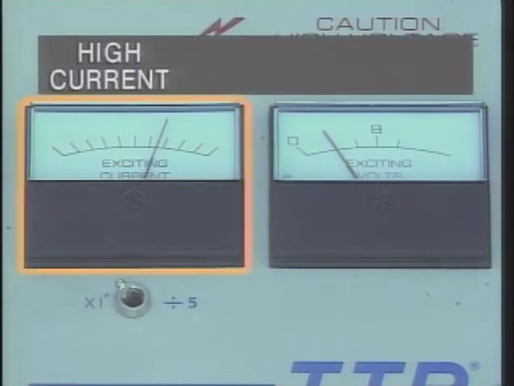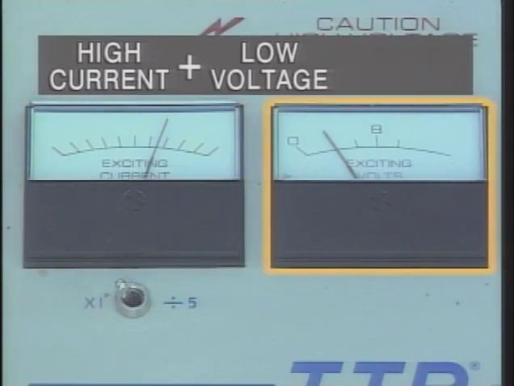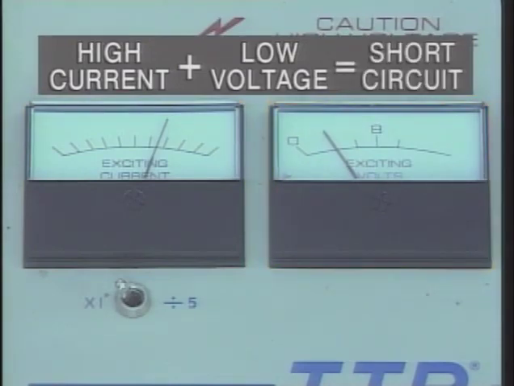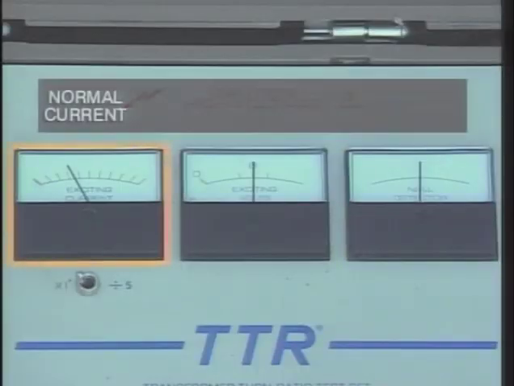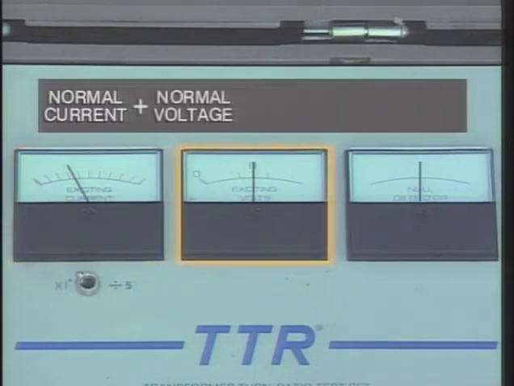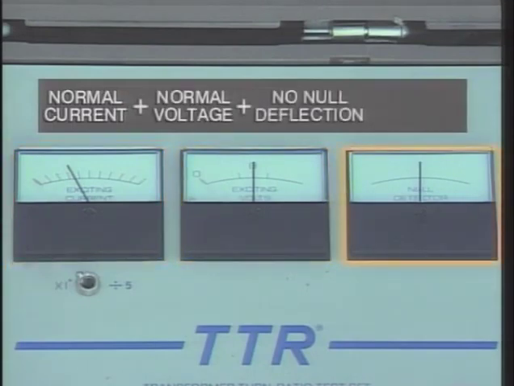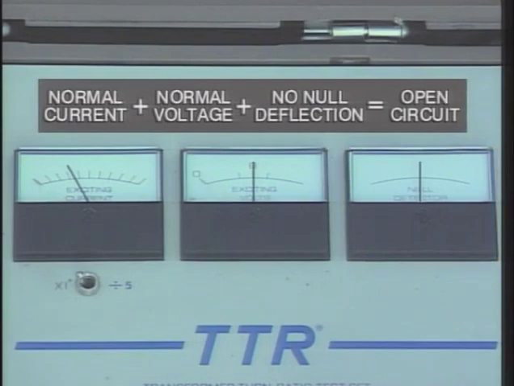If the current meter indicates high current, while the voltmeter indicates low or no voltage, this generally indicates a short circuit in the windings being tested. On the other hand, if the current meter indicates normal current and the voltmeter indicates normal voltage, but the null meter shows no deflection regardless of the ratio selected, the problem is most likely an open circuit in the high voltage windings of the power transformer, or the high voltage test leads aren't securely connected.